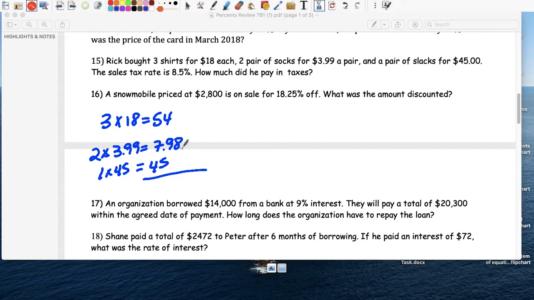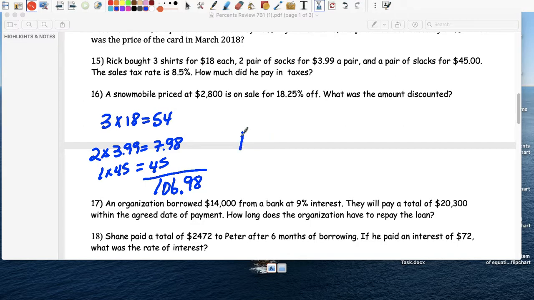So let's see how much we're spending. 54 plus 7.98 plus 45. So my total right now that I'm taking to the register is $106.98. What are we doing with this? And there's a tax rate of 8.5%.